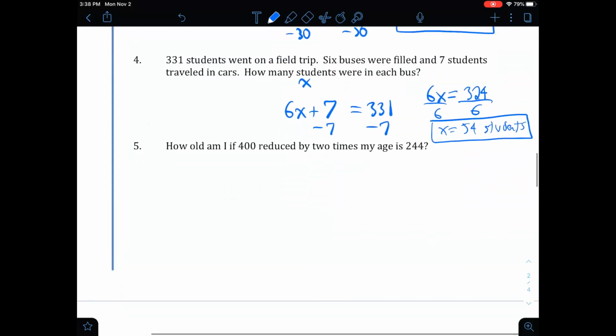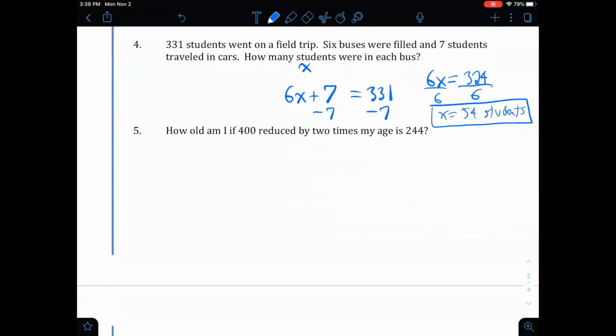All right, wrapping up the last problem for this, not the last problem for these word problems here, I guess. How old am I if 400 reduced by 2 times my age is 244? So what am I looking for in this problem? What's our x? It's how old I am, right? So x is how old I am, and then what's our total here? Well, we see 244, that equals 244.